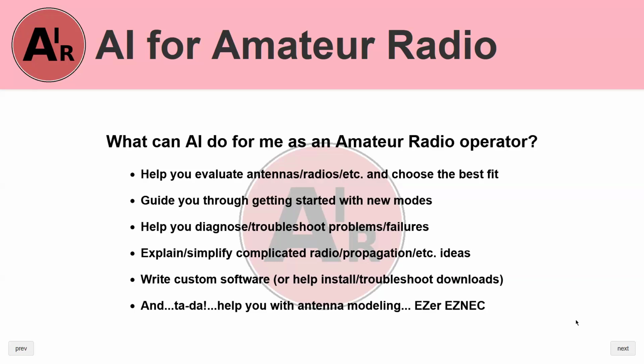So what can AI do for you and me as an amateur radio operator? Well, it can help you evaluate antennas and radios, etc. If you're thinking about buying or building an antenna, you want to know what type would be best, understand how they work and why they would be good. If you're trying to choose a radio, well, AI can give you a lot of good information about things like that. It can guide you through getting started with new modes.